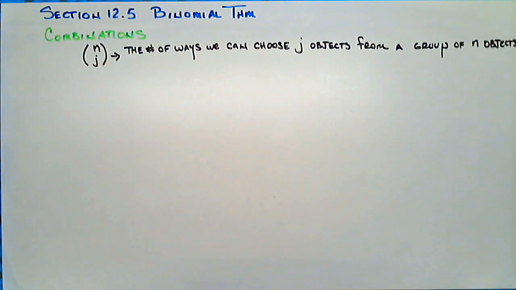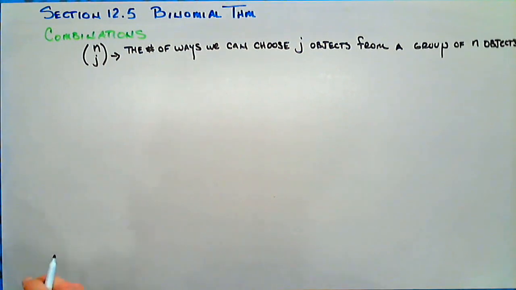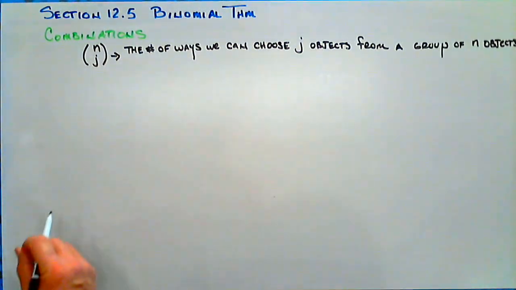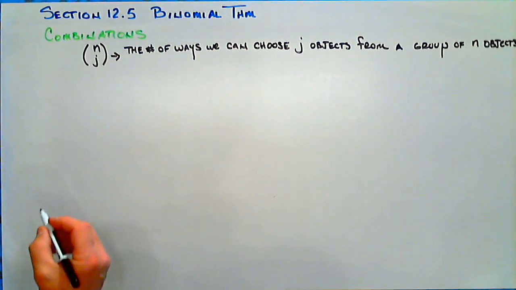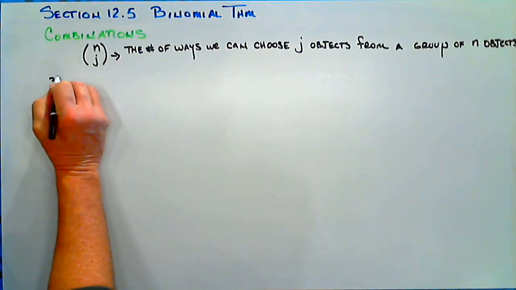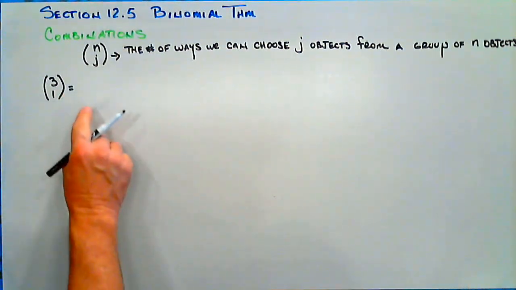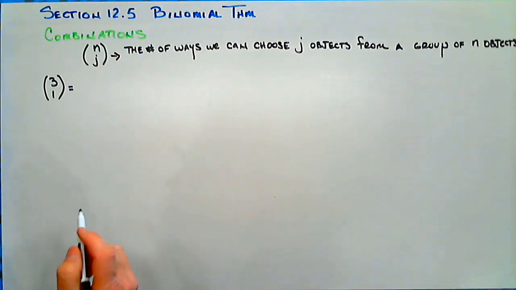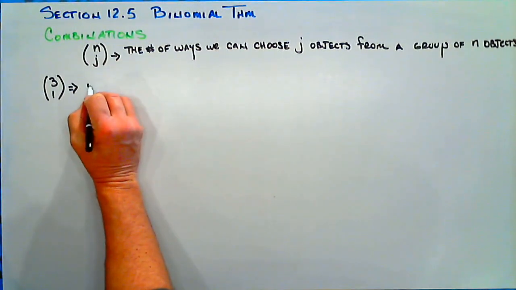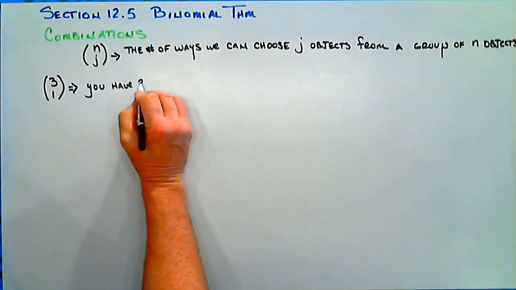So let's see if we can try to explain this in a way that's a little clearer, right? What does it mean if somebody writes something like 3 choose 1? Now there's a mathematical expression, and we'll get to that. But before we do the mathematical expression, we need to understand what they're asking us to do. So what they're saying here is you have three objects.